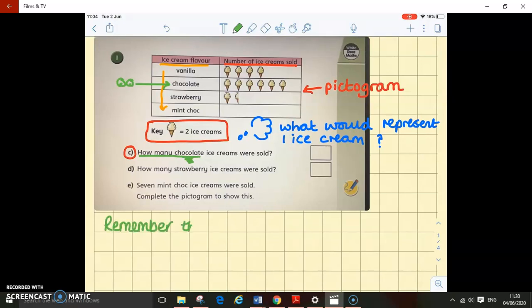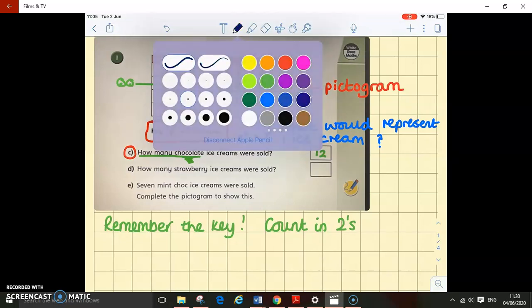There's an important reminder coming up here. Remember that key, okay? We are going to have to count in 2s. You can do that, you're brilliant at it. So, 2, 4, 6, 8, 10, 12. So the total number of ice creams that were sold was 12. And we're going to pop that in the little box there on our sheet.